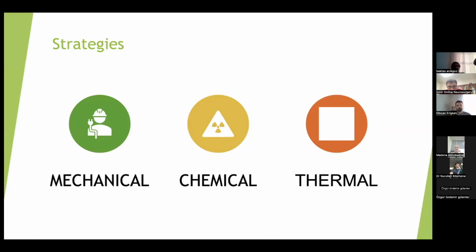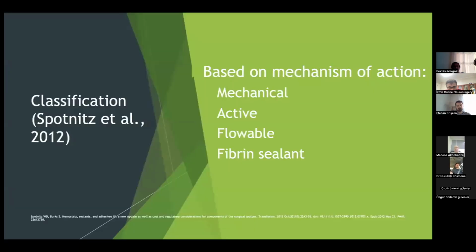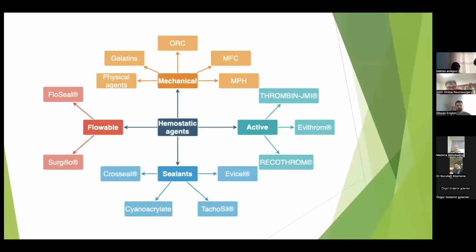Now, coming to the different strategies of hemostasis. There are mainly 3: mechanical, chemical, and thermal. Simple. Now, there is a classification put forward by Spotnitz et al. in 2012, and this is based on the mechanism of action. So it includes mechanical, active, flowable, and fibrin sealant. So these are the 4 classes of hemostatic agents. And in today's presentation, I am planning to present it based on Spotnitz's classification.